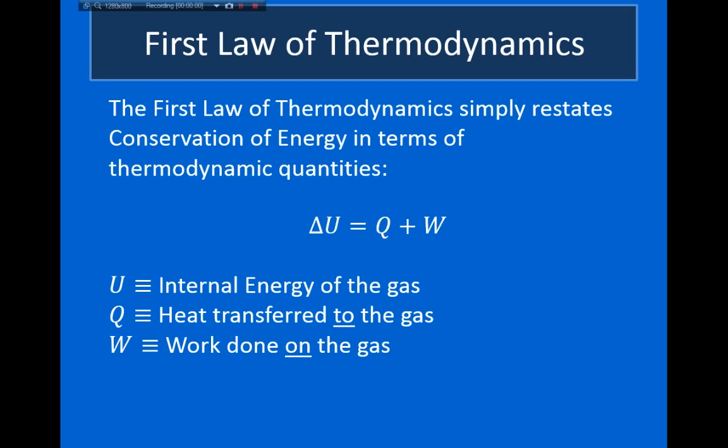So getting back to the laws of thermodynamics, basically all the first law does is simply restate conservation of energy in terms of thermodynamic quantities. What the first law of thermodynamics states is that the change in the internal energy of a gas is equal to the heat that is given to the gas plus the work that is done on the gas. And we have to be very careful when we use this formula that we use the correct signs for Q and W. So here I say that Q is equal to the heat that is transferred to the gas.